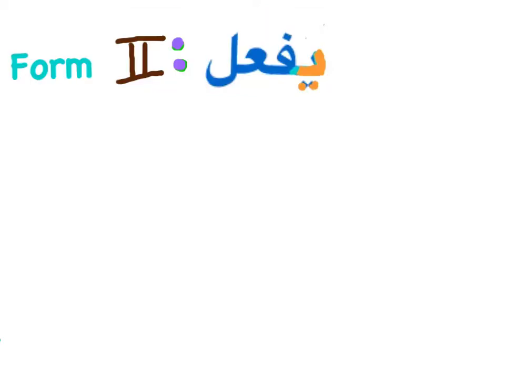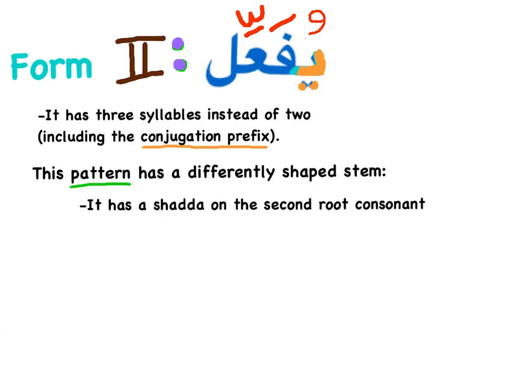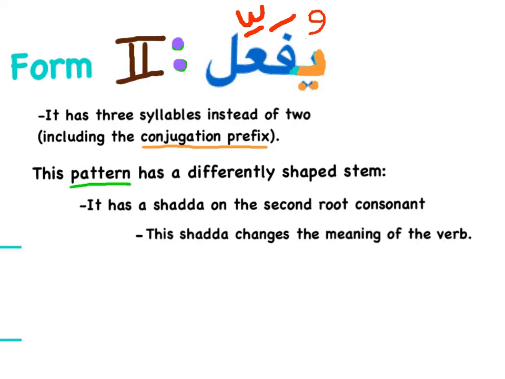Form 2, يفعل. This form has 3 syllables instead of 2, including the conjugating prefix. It has a shadda on the second root consonant, and this shadda changes the meaning of the verb.